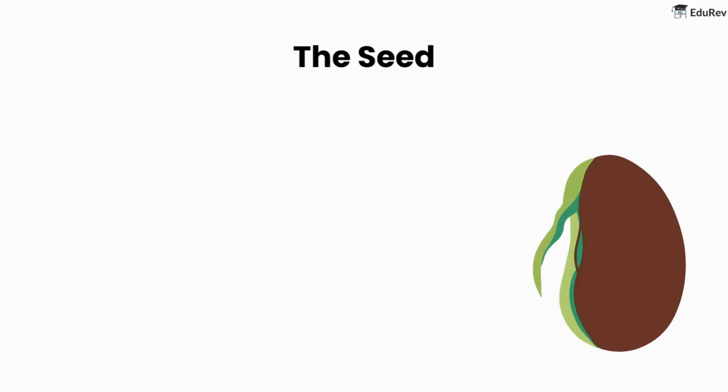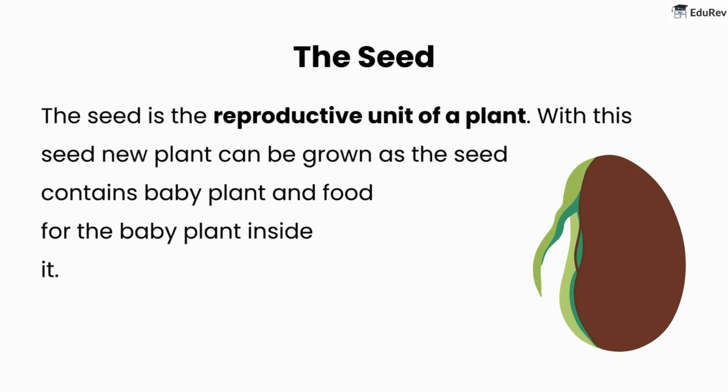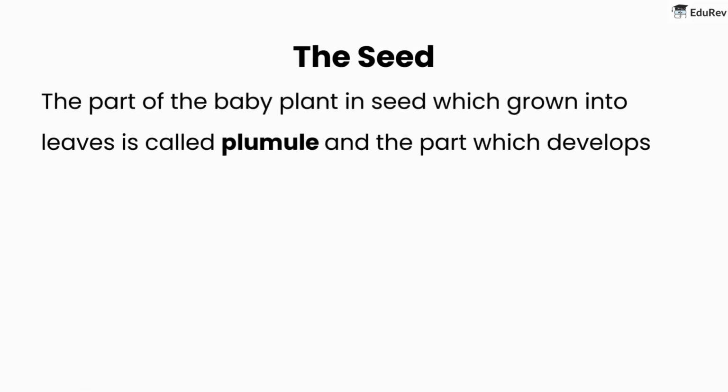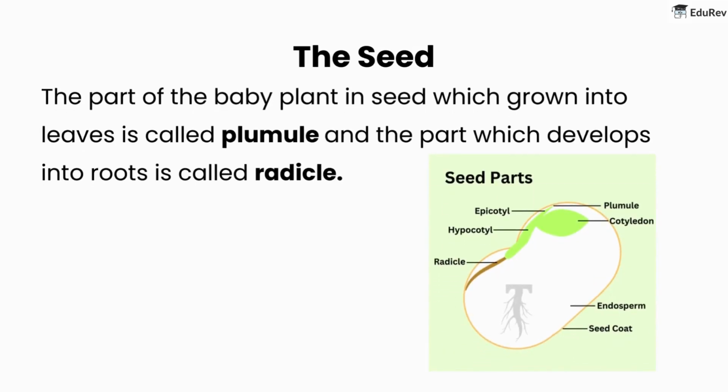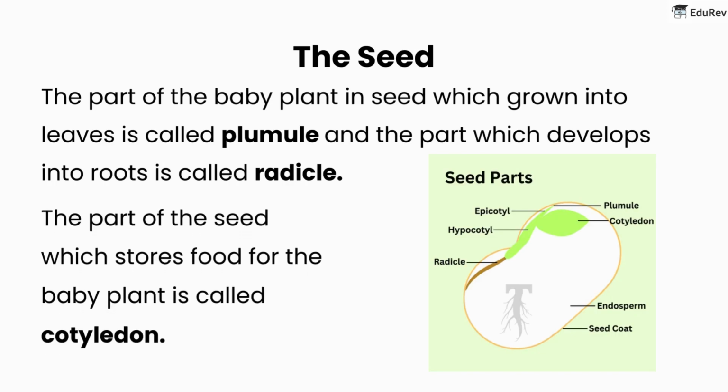The seed. The seed is the reproductive unit of a plant. With this seed, a new plant can be grown as the seed contains a baby plant and food for the baby plant inside it. The part of the baby plant in the seed which grows into leaves is called plumule, and the part which develops into roots is called radicle. The part of the seed which stores food for the baby plant is called cotyledon.